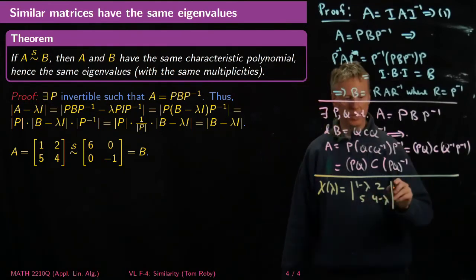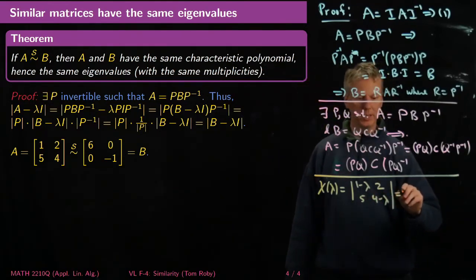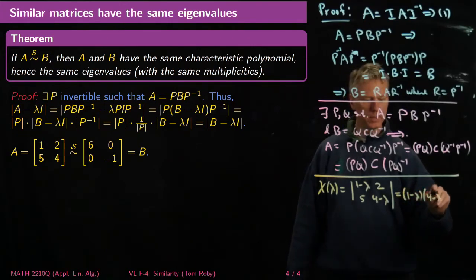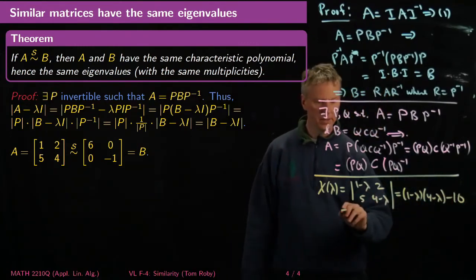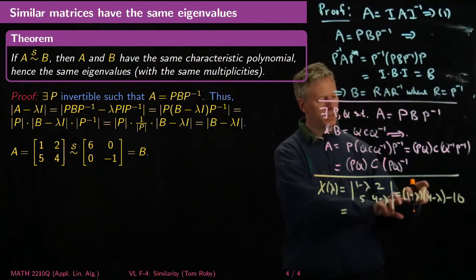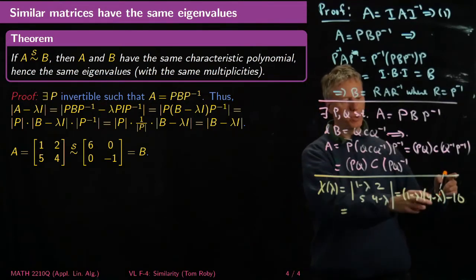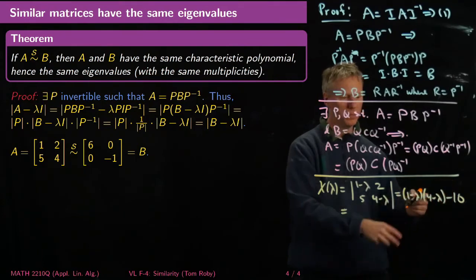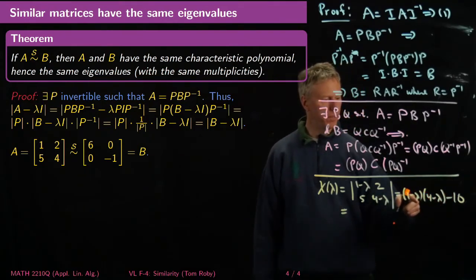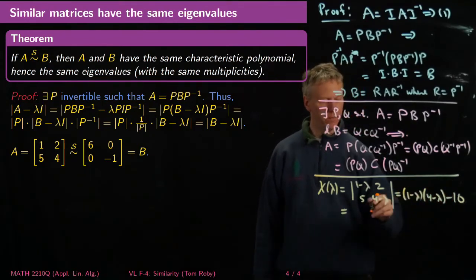Okay, 2 by 2 determinants I like because I can compute them easily. So this is going to be 1 minus lambda times 4 minus lambda, minus 10. And okay, so I can rearrange the factors in both places, but because it's a minus, this is minus lambda minus 1, minus lambda minus 4, so the minus signs cancel. In any case, I end up with lambda squared minus 5 lambda.